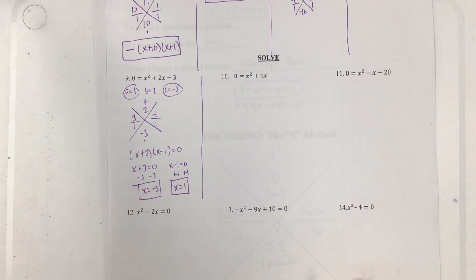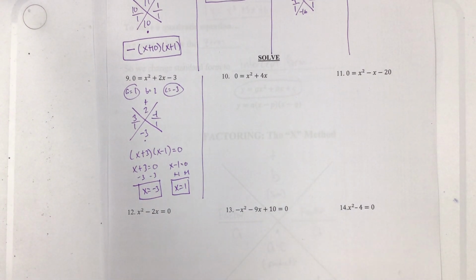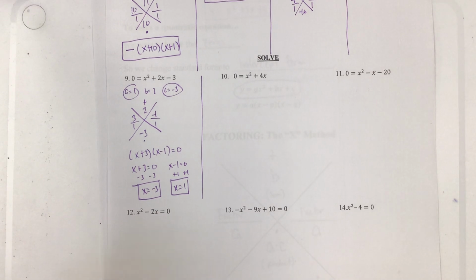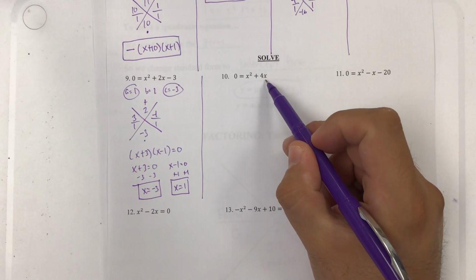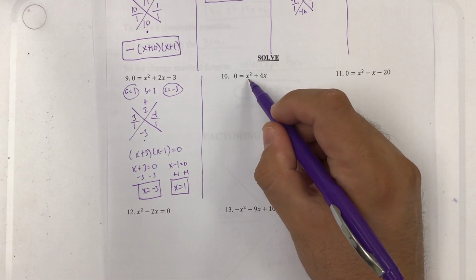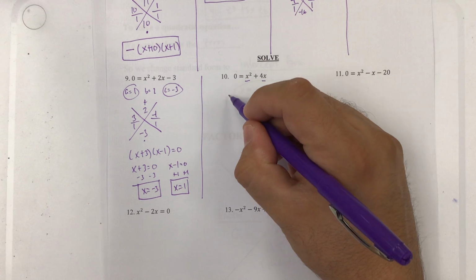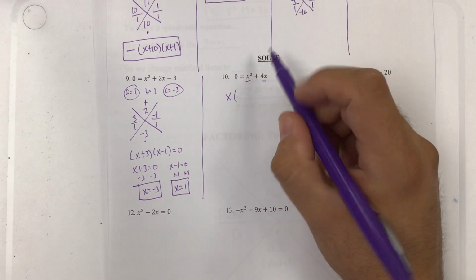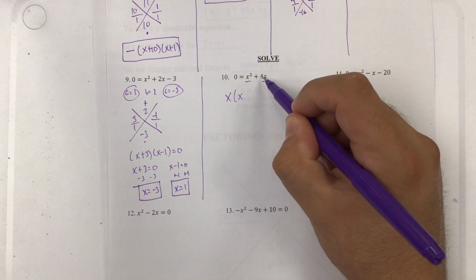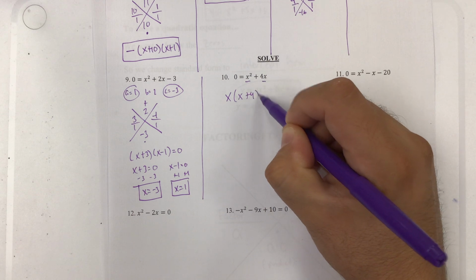Now, number 10, be careful. Number 10 is a different one, right? Notice there is no C value. But first question, is it in standard form? Yes. Is there a greatest common factor? Well, considering there's only 2 terms and it's x squared and bx, they should have a common factor. They're both divisible by x. And then x times x is x squared, and x times positive 4 is 4x.